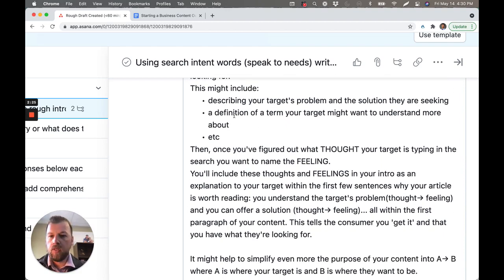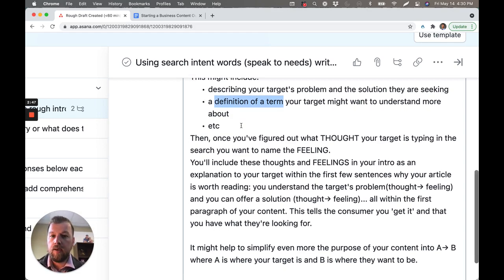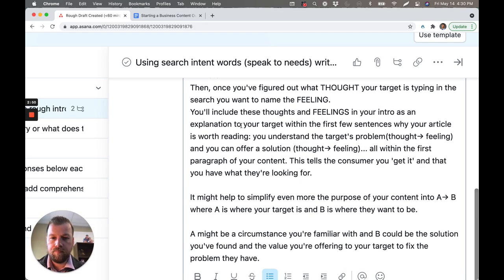And you might want to describe the target's problem and the solution that they're looking for. And sometimes it could be a definition of a term if they're just typing something like, starting a business, like what does that entail? Or if they're typing in a medical term or whatever, right? They're like, what is mindset anyways? And maybe you need to have a definition. So anyways, you could read through this on your own once you figured out what thought your target has.